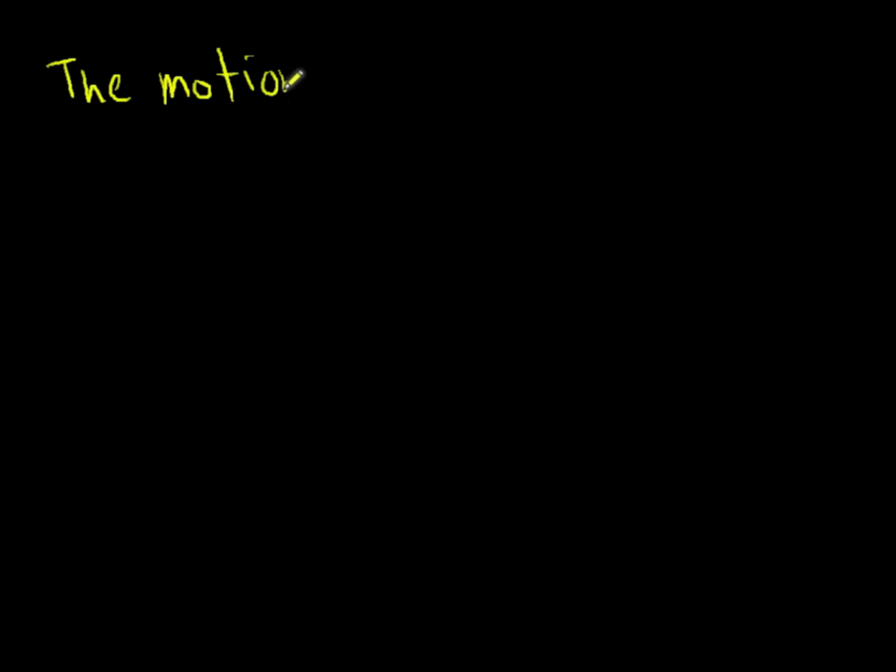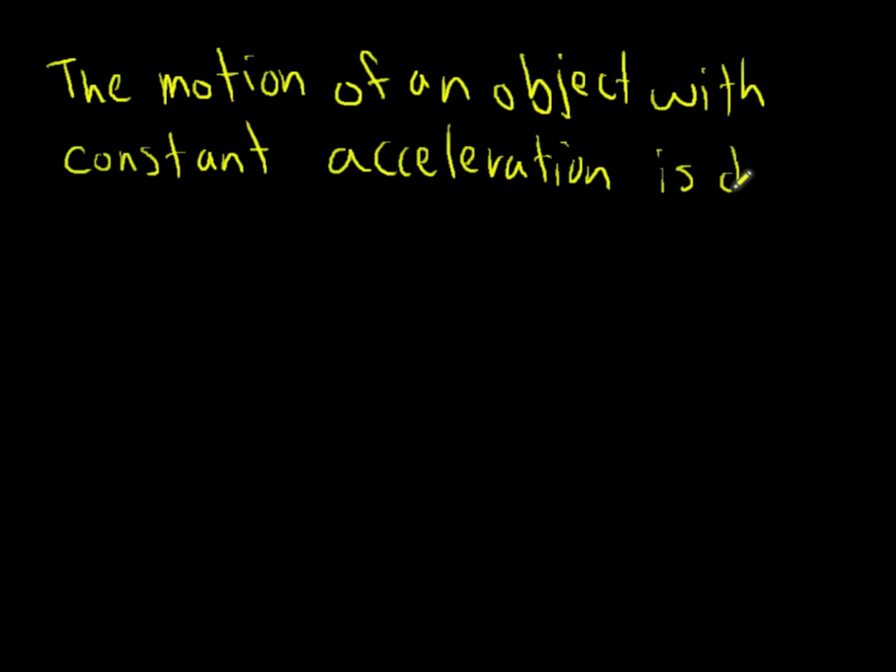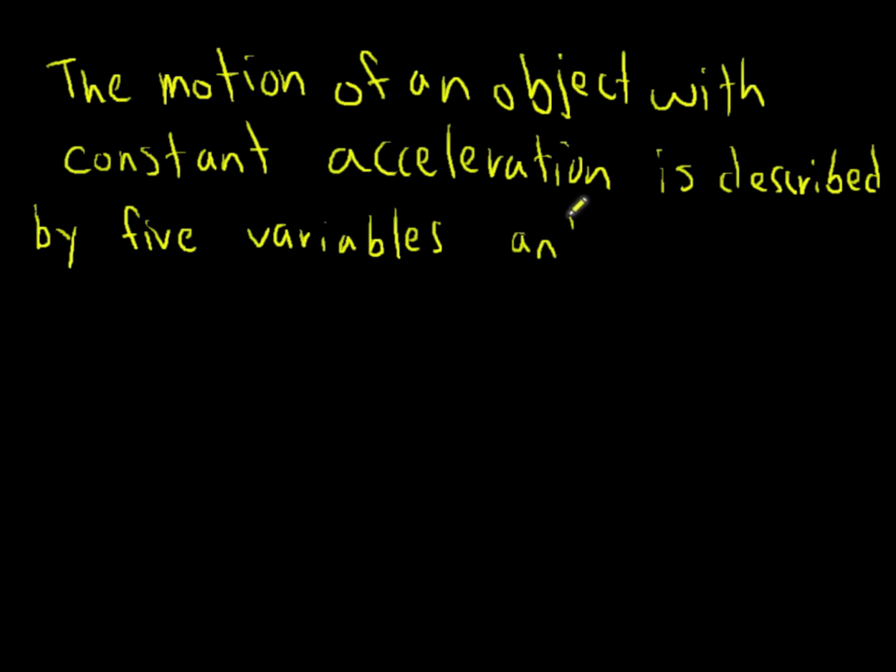The motion of an object with constant acceleration is described by 5 variables. And unlike constant velocity, constant acceleration has 5 equations that will work for it. You can use any one of 5 equations if an object is moving with constant acceleration.